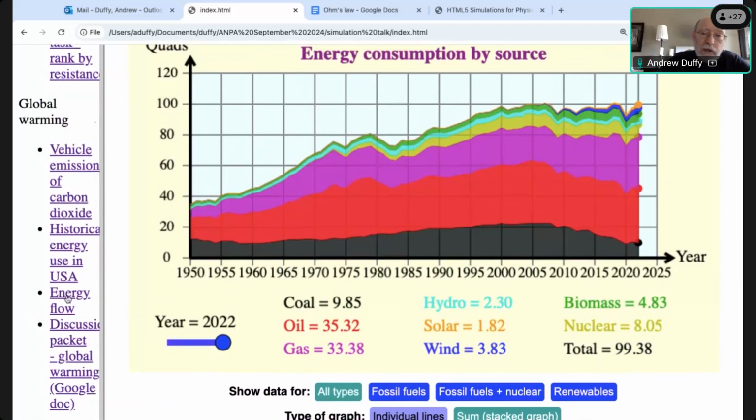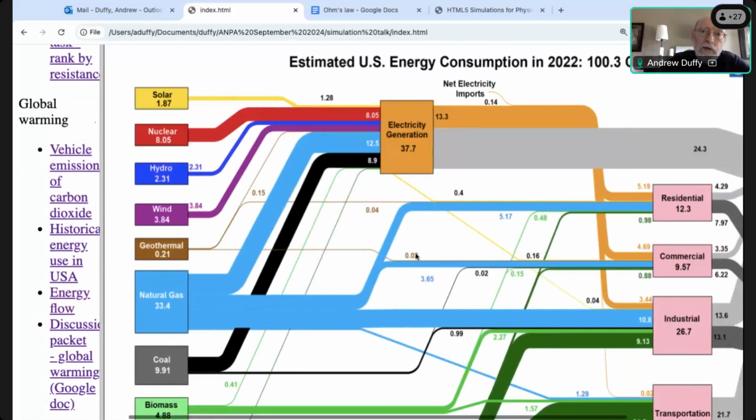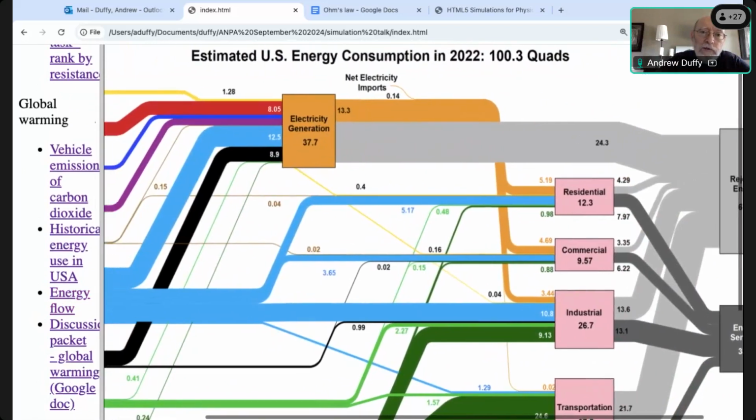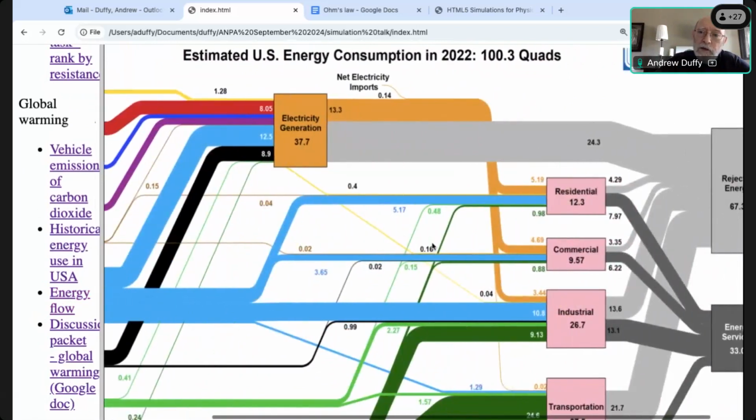This is a fascinating diagram here. This is nothing to do with me. It comes from Lawrence Livermore National Lab, and they put one of these out every single year. Here's the 100 quads that the US used in a year in 2022, and it goes, where is it coming from?